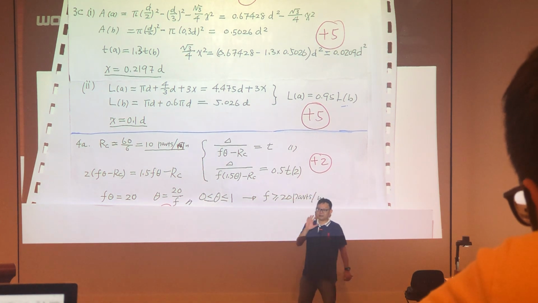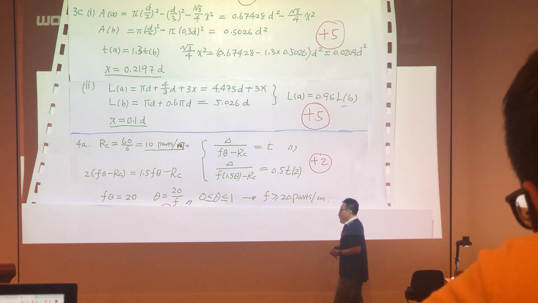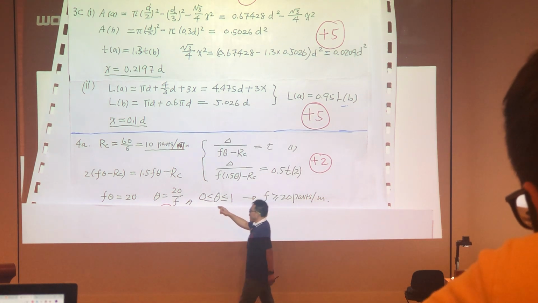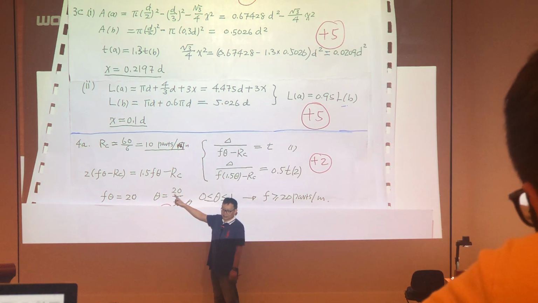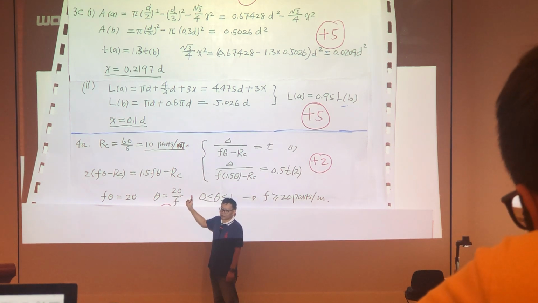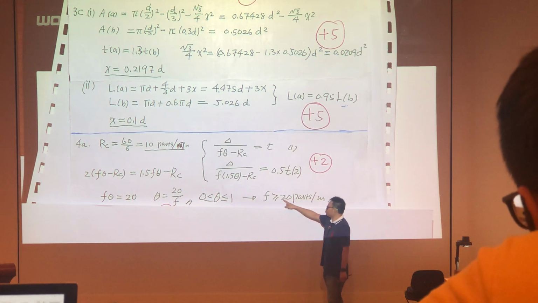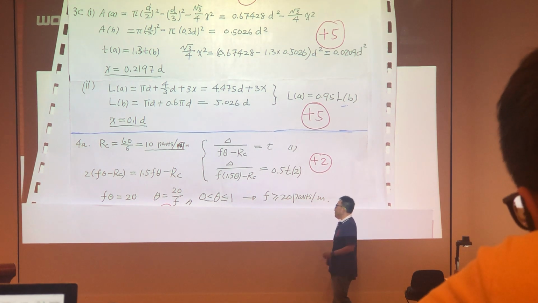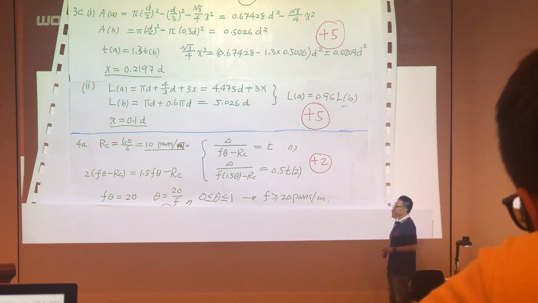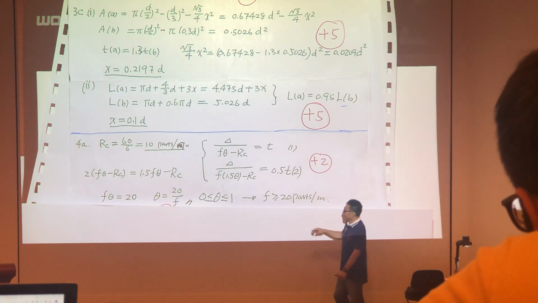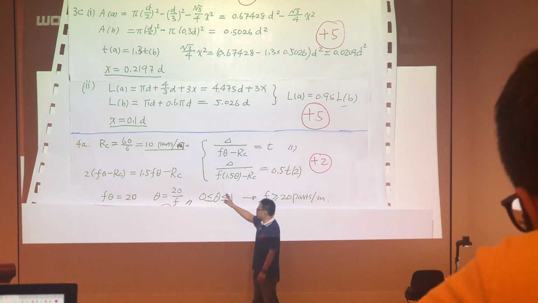We need to estimate the minimum f. And theta equals this, because theta should be less than 1, right? Definitely less than 1. And from that, you find f no less than 20 parts per minute. But that's not good enough. Theta, the range should be further narrowed.